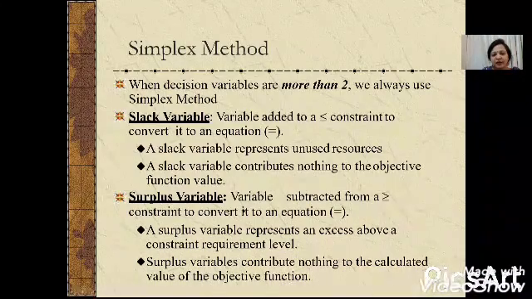In the same way, when we have to convert a constraint of greater than or equal to into an equation, then we have to subtract a variable from the constraint. So this variable is called a surplus variable. A surplus variable represents an excess above a constraint requirement level, and it contributes nothing to the calculated value of the objective function.